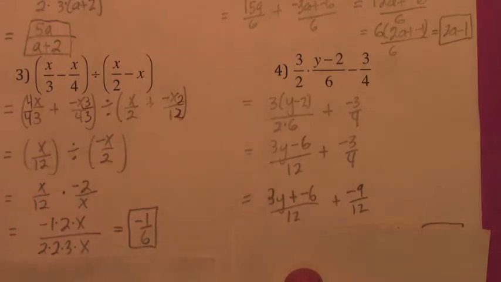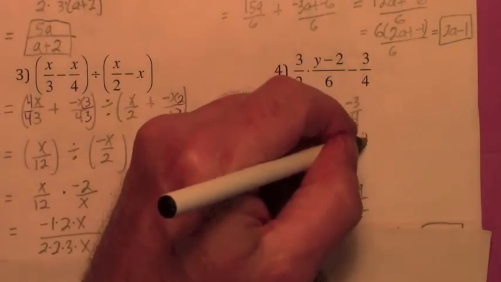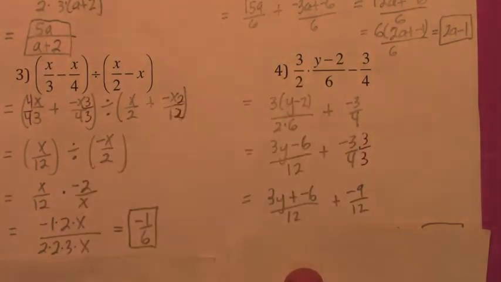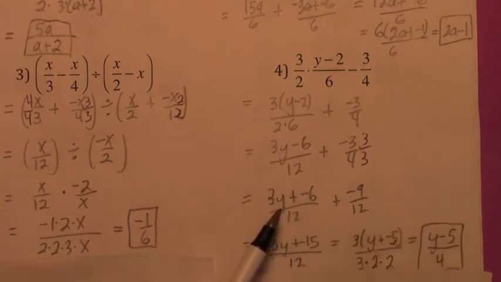Well, we're going to try to get the LCD. So let's multiply this top and bottom by 3, right? So you get this fraction plus negative 9/12. When you add, you get 3y plus negative 15 over 12. You see, if I had reduced this before I got the LCD, I think my LCD would have been smaller and I would have saved all this work at the end. But we can still get the right answer.